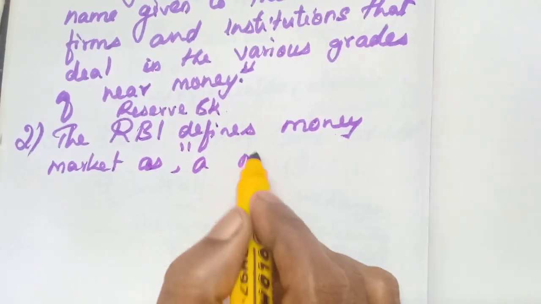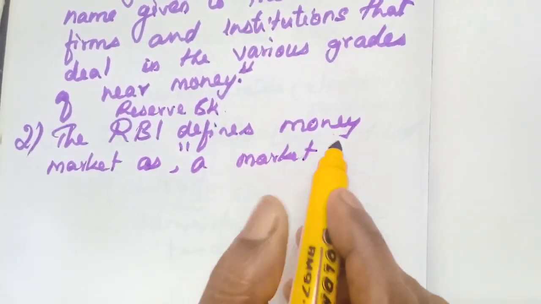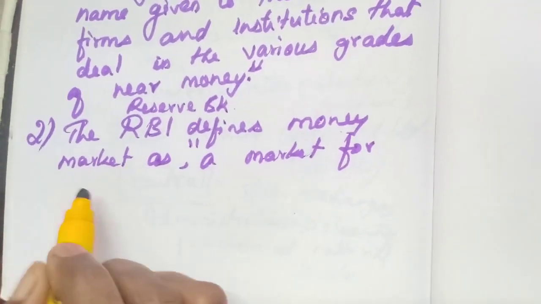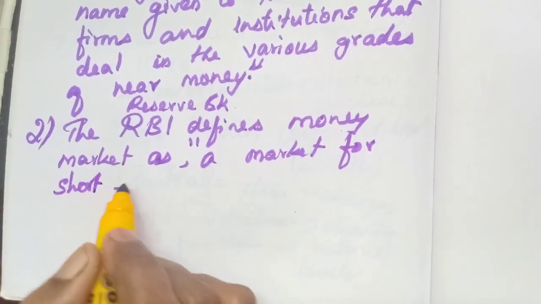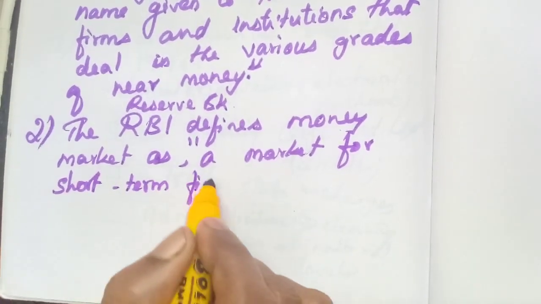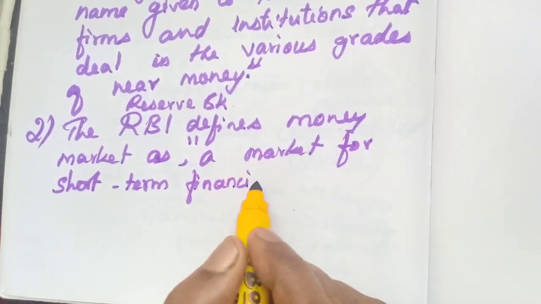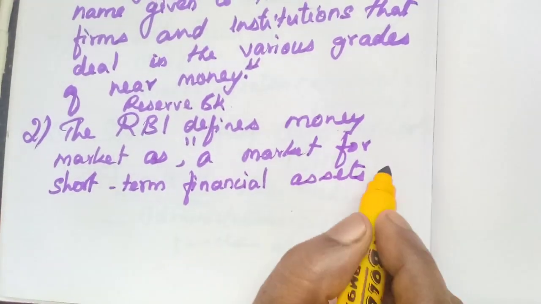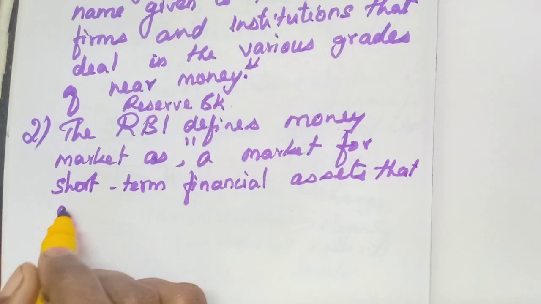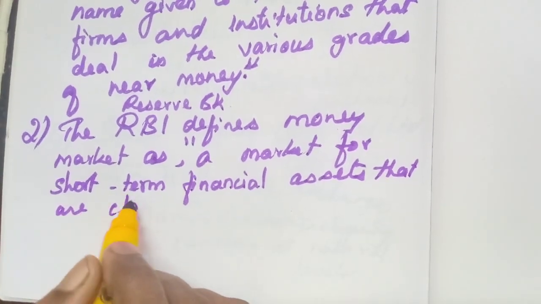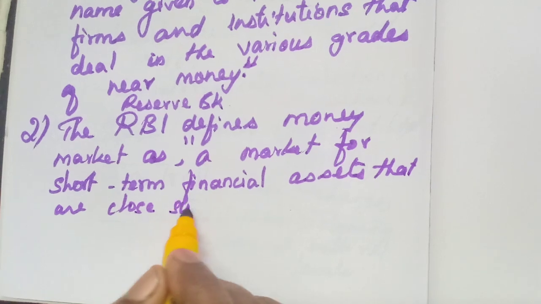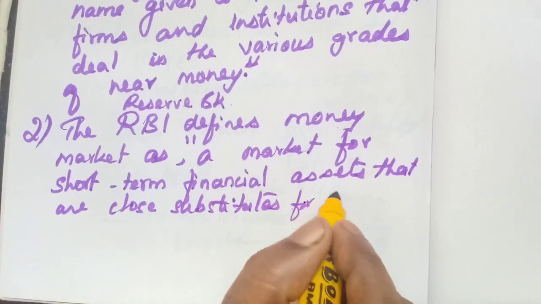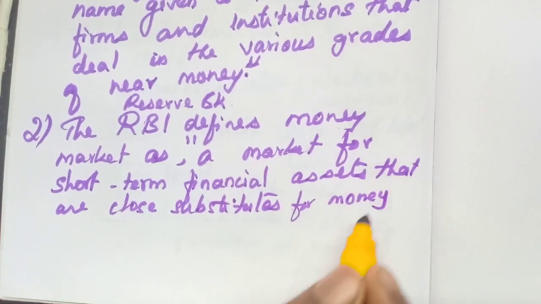A market for short-term financial assets, that we know very well. A market for short-term financial assets that are close substitutes for money. Close substitutes for money, because it is another type of money, a substitute.